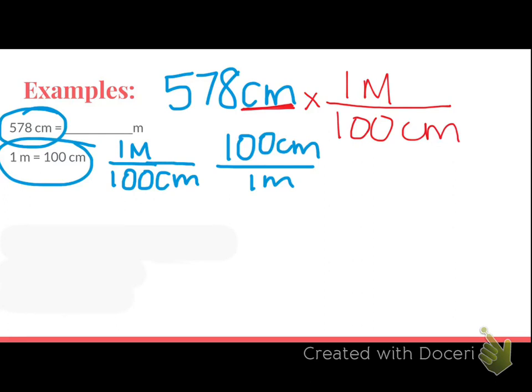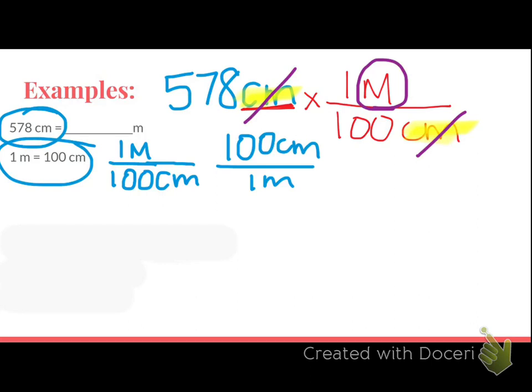So I have centimeters on top here, centimeters on the bottom here. That means that my units are going to cancel. One's on top, one's on bottom. They cancel out, and then I'm left with the unit that I want. And the unit that I want in this situation is meters. So, okay, I got my units to cancel.